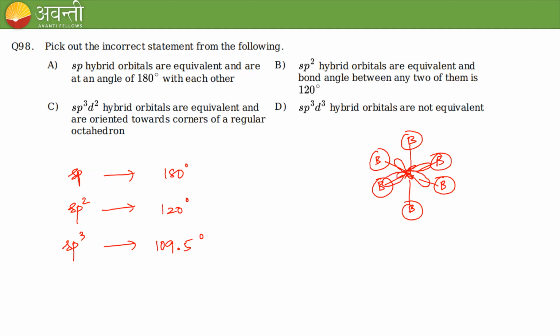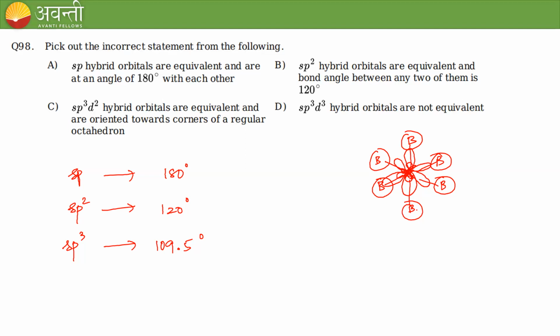And this is the fourth hybrid orbital. This is the fifth hybrid orbital. This is the sixth hybrid orbital. Okay, so all the six sp3d2 hybridized orbitals are oriented towards the corners of the regular octahedron. That is also correct. Now coming to option D, sp3d3 hybrid orbitals are not equal.